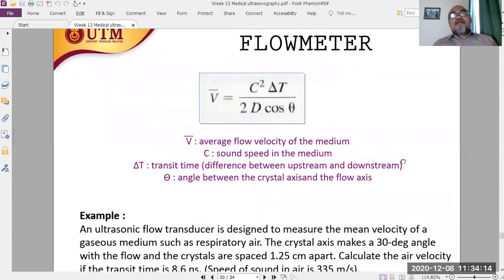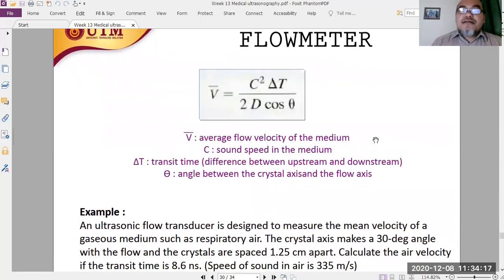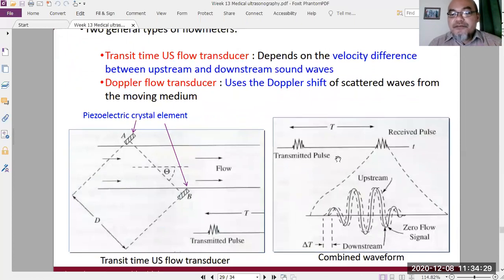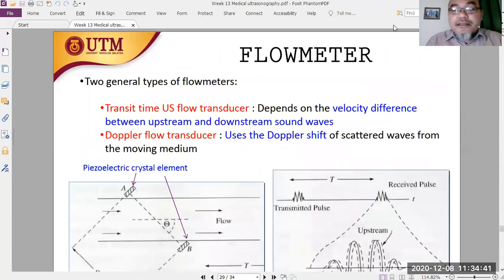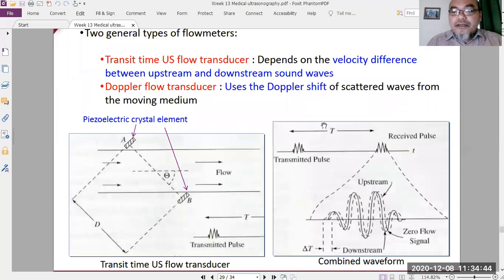So this is one example of the formula from the flow meter. The average flow velocity of the medium equals C squared, the sound speed in that medium, times delta T, the transit time, the difference between upstream and downstream. Sorry, this is supposed to be the illustration also for this transit time flow transducer. The Doppler flow transducer principle is already explained here, using the frequency shift, while this one is for measuring the transit time between the transmitted pulse here and the received pulse here.